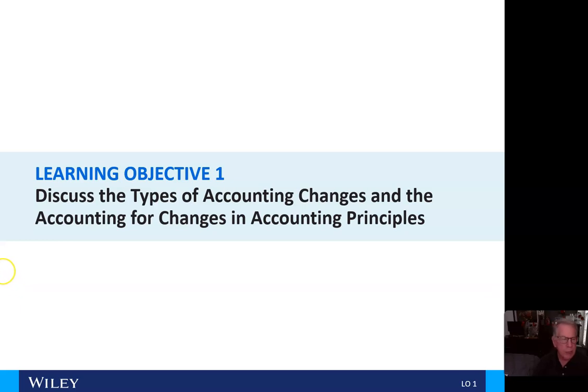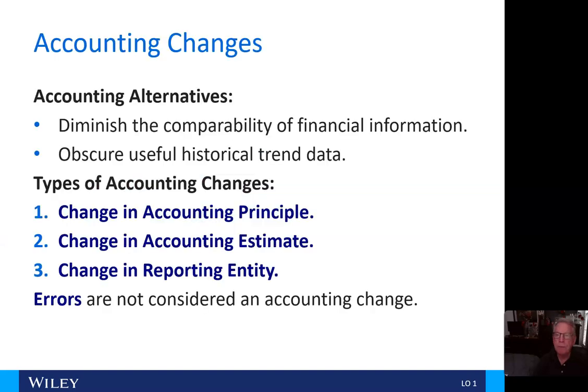All right, let's get into the meat of the chapter. First, we're going to discuss the types of accounting changes and the accounting for changes in accounting principles. Here, under accounting alternatives, 1. Diminish the comparability of financial information and obscure useful historical trend data.